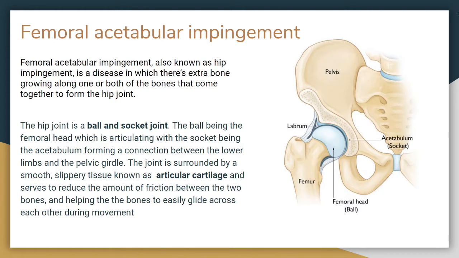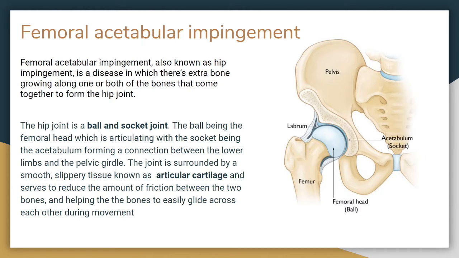Femoroacetabular impingement, also known as hip impingement, is a disease in which there is extra bone growing along one or both of the bones that come together to form the hip joint. The hip joint is a ball and socket joint, the ball being the femoral head, which articulates with the socket, the acetabulum, forming a connection between the lower limbs and the pelvic girdle.